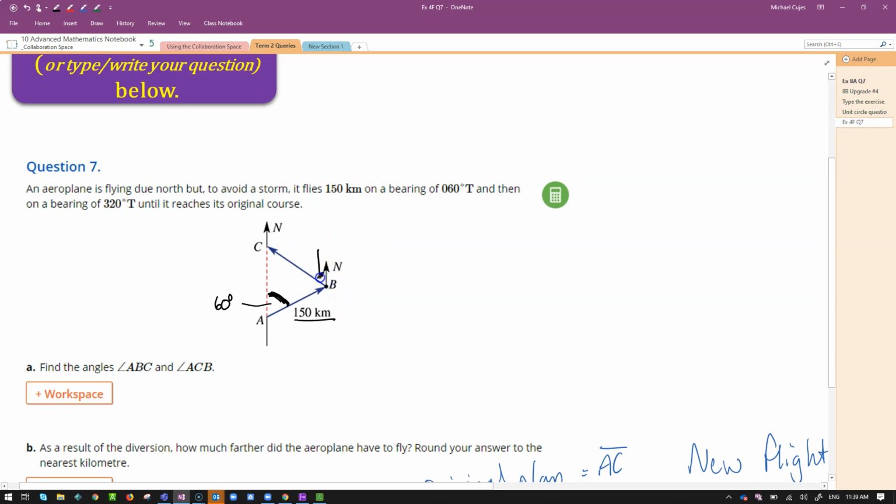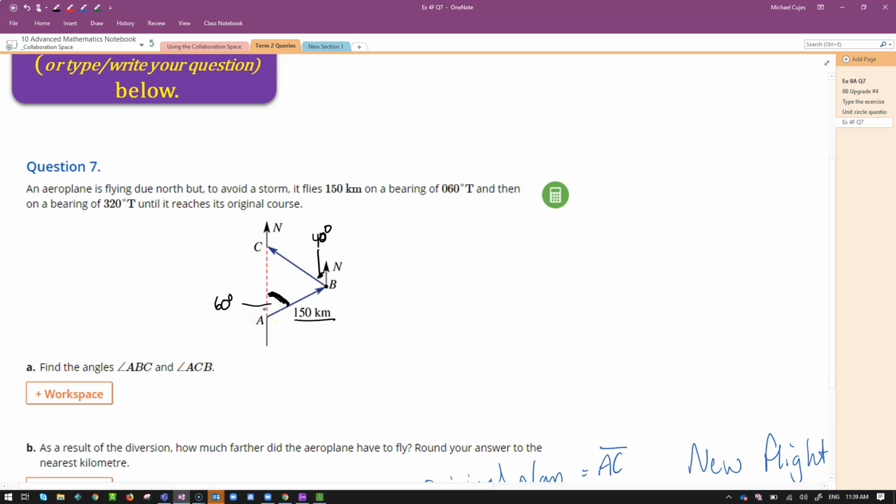I might actually just write that where it won't be in the way. Until it reaches its original course, and then it can continue flying north again. Find the angles ABC, so that's this angle in here, ABC, and then find angle ACB. So we need to find the two other angles inside our triangle. We know one of them's already 60. So how can we go about doing this?